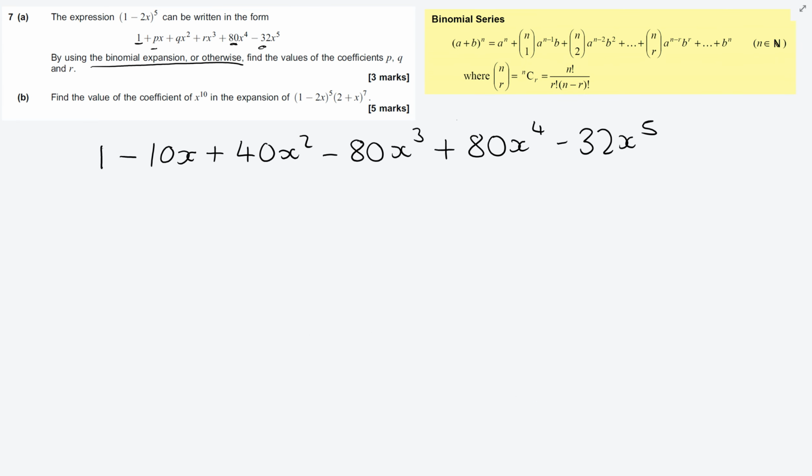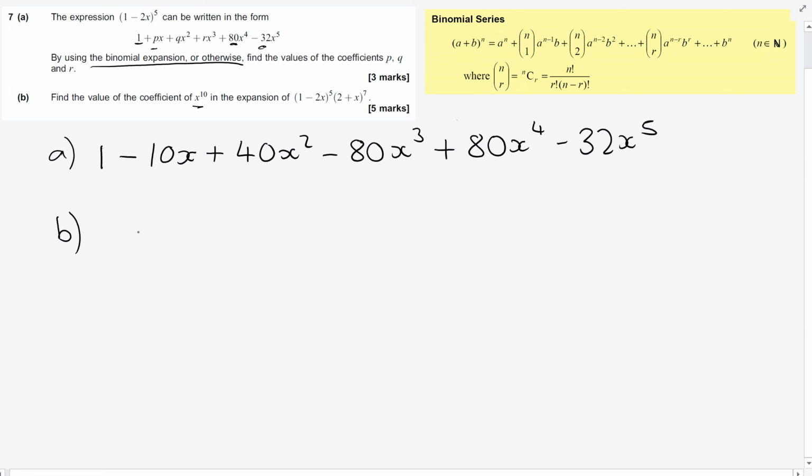Okay, so I've put what we've found as a result from part A up here, and we're now on to part B. So it says find the exact value of the coefficient of x to the 10 in the expansion of (1 − 2x) to the 5, which is what we've got already, times by (2 + x) to the 7.